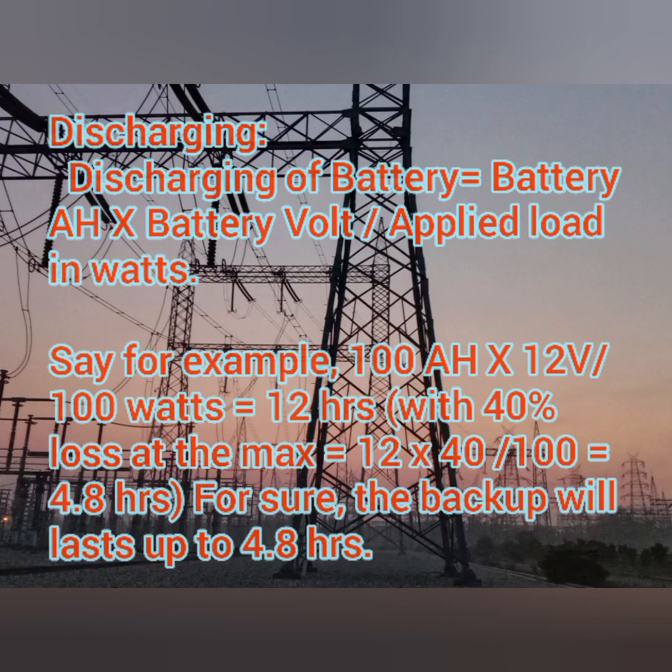If there is any loss, we need to consider those losses. For example, here we take a maximum of 40% loss during discharge. So the number of hours multiplied by 40%, we will get approximately 4.8 hours. So our backup will last up to 4.8 hours if we are taking 100 watts of power. If we need to increase the discharging time, we need to reduce the wattage, which means the load power. Automatically our battery will withstand more hours if we reduce the consumption.